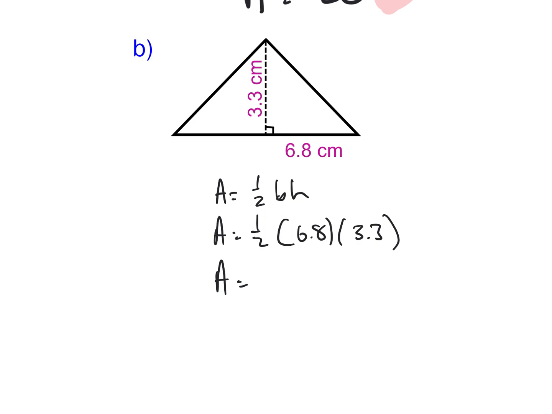we're going to go 6.8 times 3.3 divided by 2. And when we do that, we get 11.22 centimeters squared.